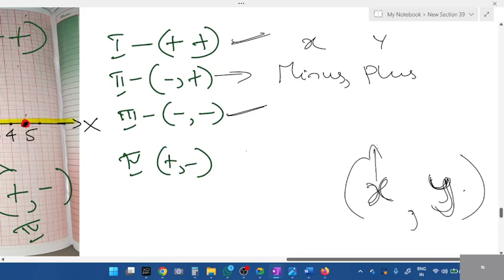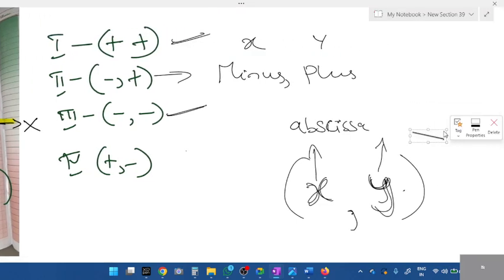Next, this x is known as abscissa. A single value name is called abscissa. And this y is known as ordinate. Remember the term, they might ask you for MCQ. Just write it. This y is known as ordinate.